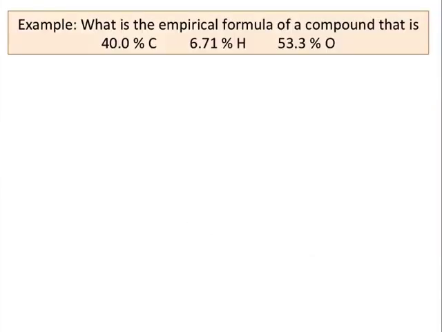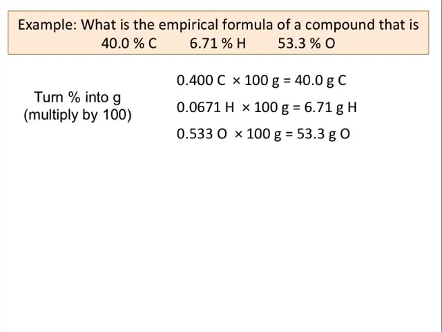What's the empirical formula of a compound that's 40% carbon, 6.71% hydrogen, 53.3% oxygen? All of these percentages are by mass. Well, go back to your process. So the first thing we're going to do is turn the percentages into a mass by assuming we have a 100-gram sample. So the mathematical way to do this is you take your percentage, turn it into a decimal form, and then multiply it by 100 grams, and then you get 40 grams of carbon. You do the same thing with the hydrogen, the same thing with the oxygen. Ultimately, you take the percent sign, drop it, replace it with grams.